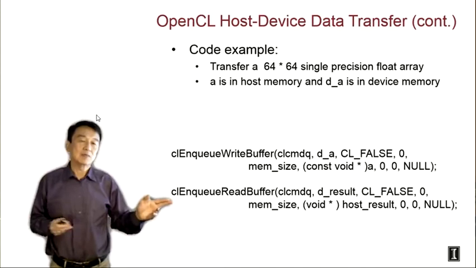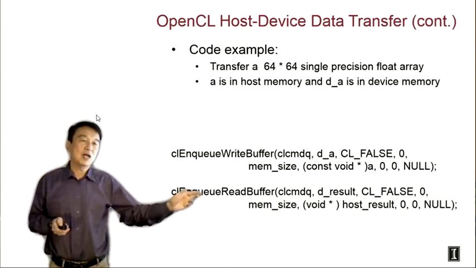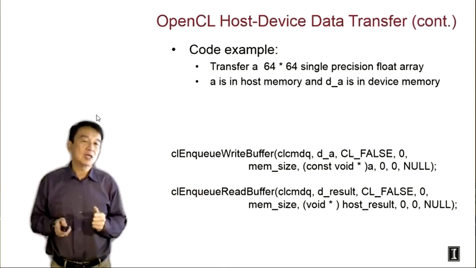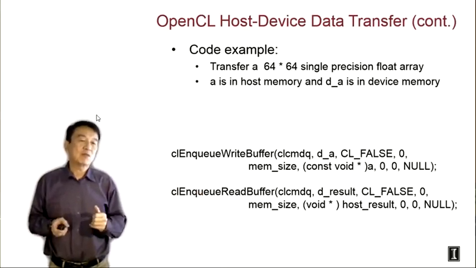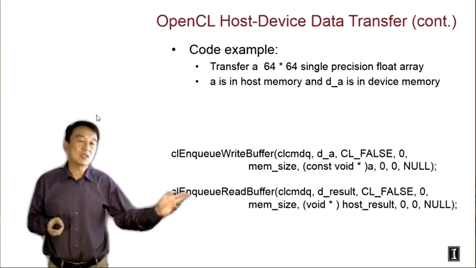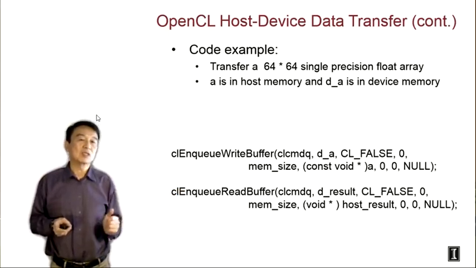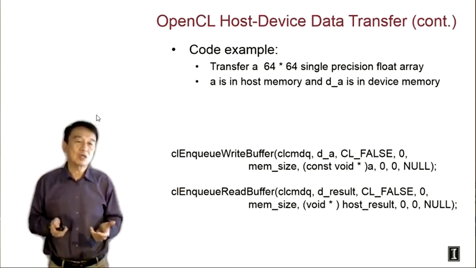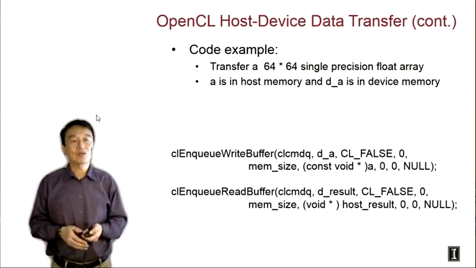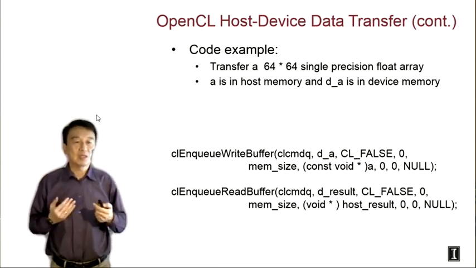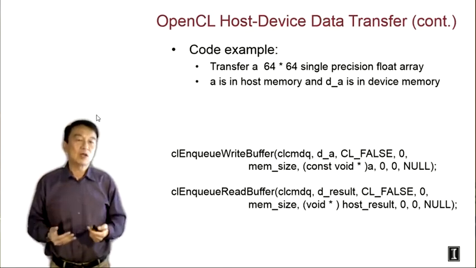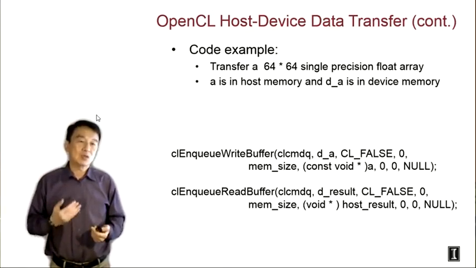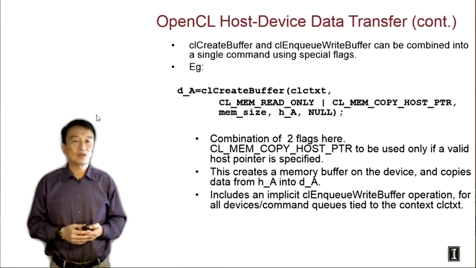We can also perform a data copy from device back to the host by doing an enqueue read buffer, and we can copy the result, d_result, back into the host_result. Obviously, you need to allocate d_result and so on appropriately. But I'm not showing all those details here, because by this time you know exactly how to create these pointer variables and allocate device memory, as we introduced in the earlier part of this lecture.